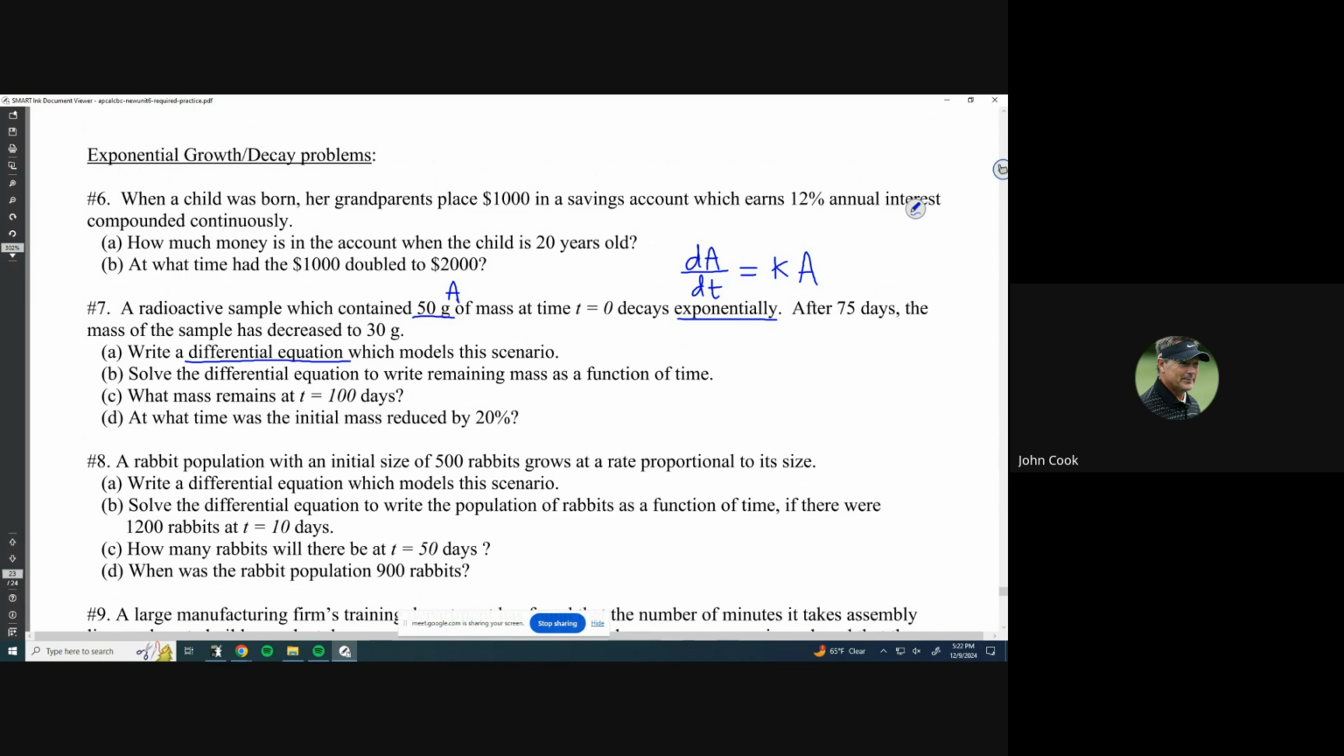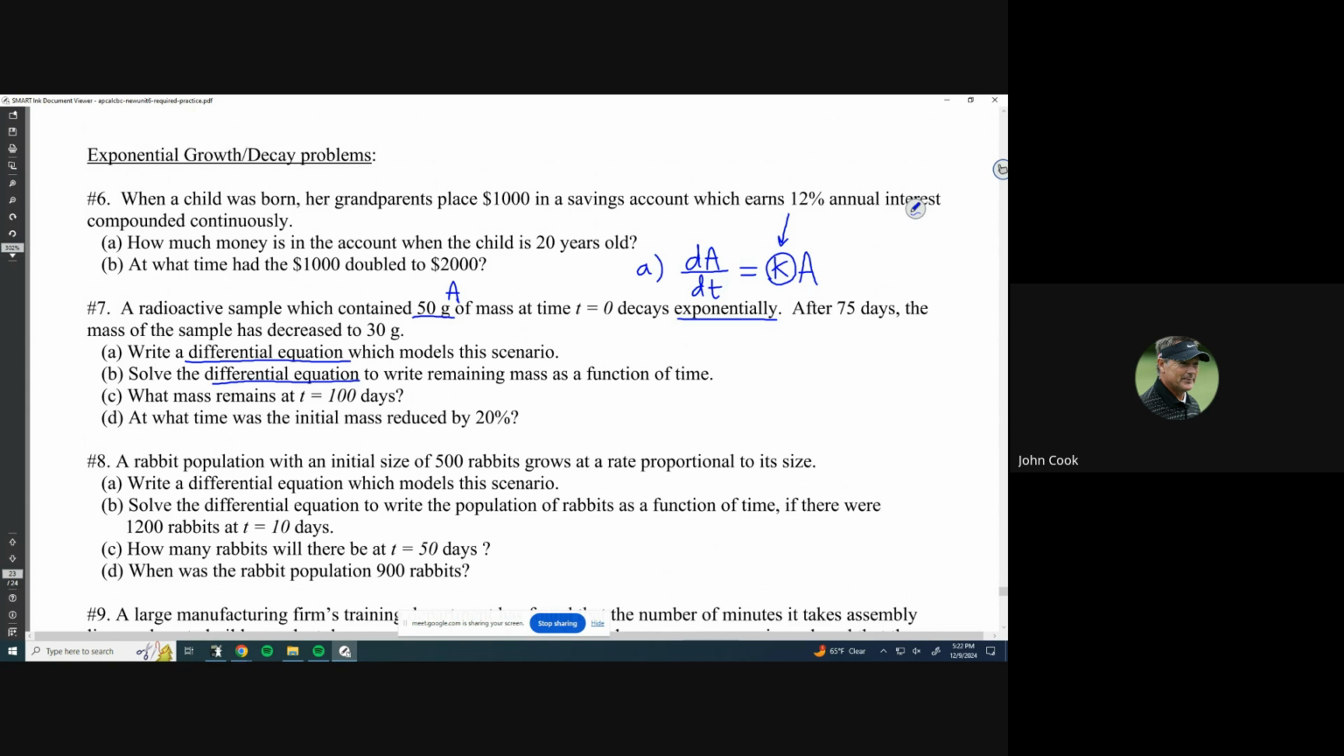We write it up like that. Now we're going to figure out what K is in a little bit. So that's going to change in a little bit. We're going to figure out what that K number is. But the differential equation starts off like this, okay? Next, it says to solve the differential equation, to write the remaining mass as a function of time.